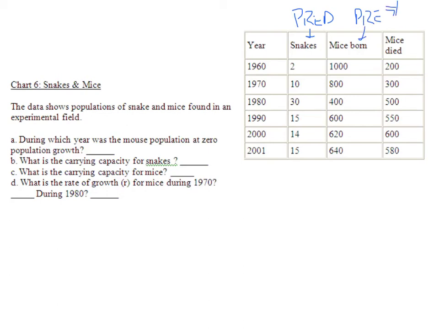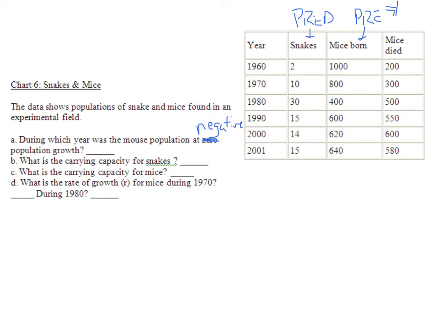So, just some questions using the data we see. First one, during which year was the mouse population at 0 population growth? What we're looking for is not going to be found on this table because I made typos, honestly. So what we want to do instead is get rid of this 0 and say which of these is at negative population growth. And we're going to talk more about population growth coming very soon in class.